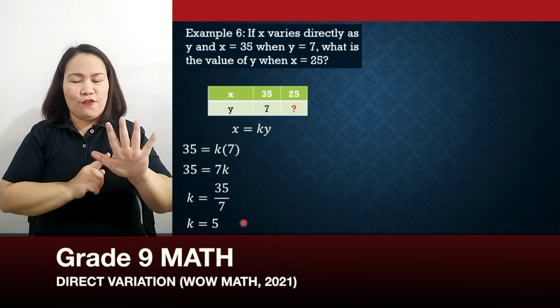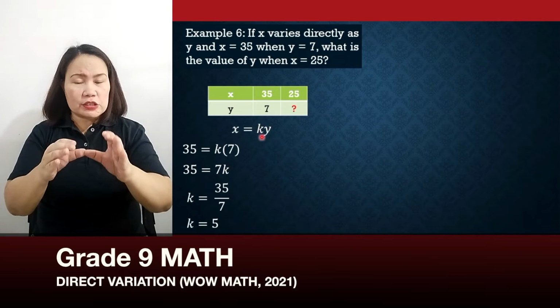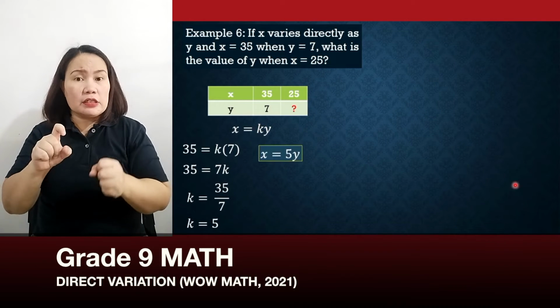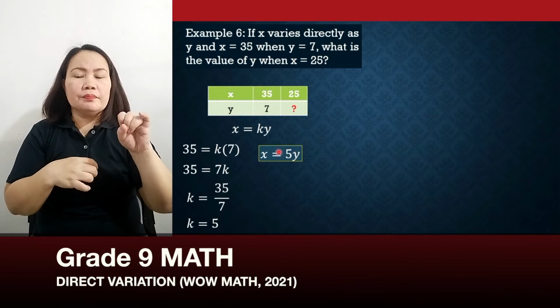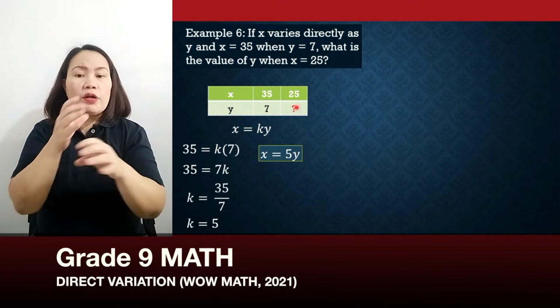So, balik tayo sa equation na to. Papalitan natin to ng 5. So, x is equal to 5y. So, ito ngayon ang equation natin. Ang constant 5, yung equation natin, makukuha na natin yung value ng y.